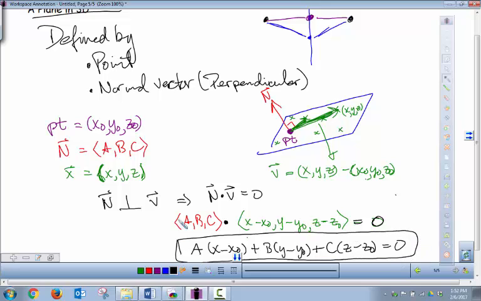What I want to do next time is take a look at this equation, mess around with it, move things around, and we'll see that this is going to give us a quick way to find the equation of a plane.